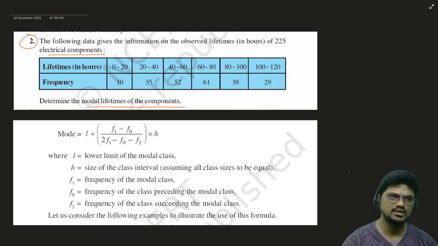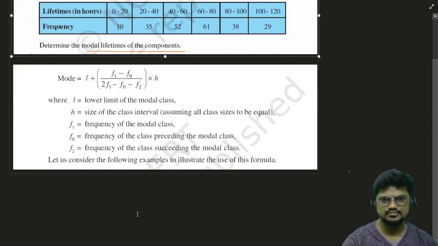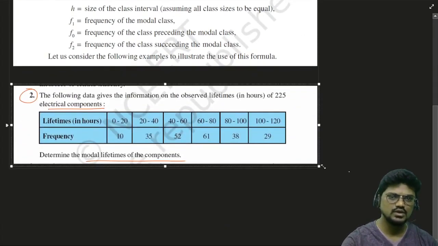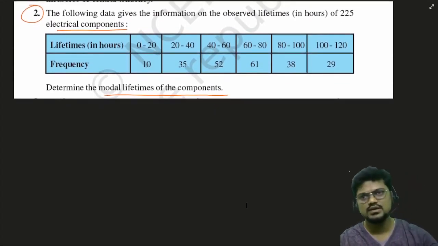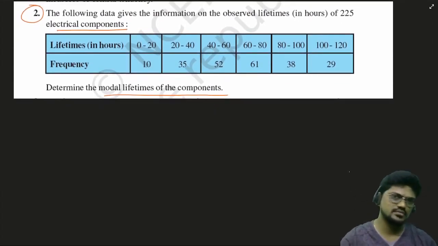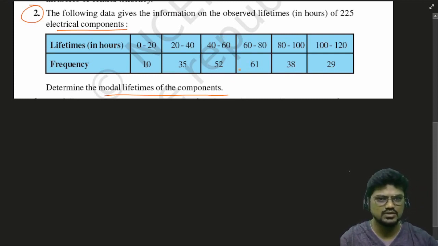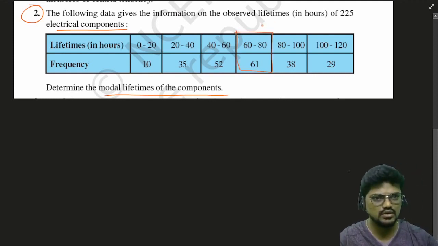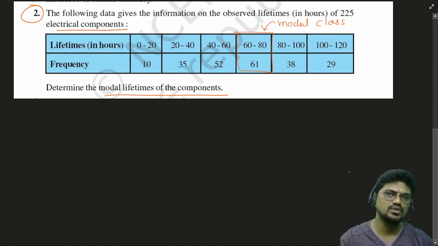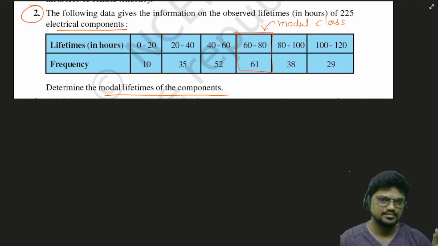Okay, fine. See over here, I'll solve it for you. You need to find the mode. Mode means the value which occurred the maximum number of times. As you can see, the frequency which is maximum is 61. So this is your modal class, right? But what do you need? You need the mode of the data, right?